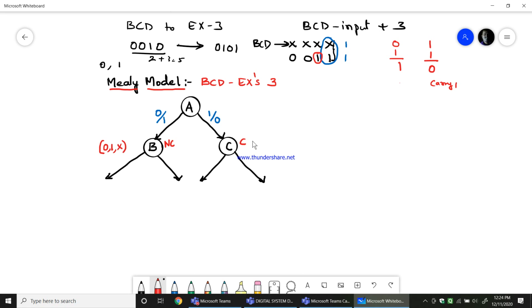Now coming to this, the carry which I got from A to C is 1. The next bit which I am going to add that with is 1, and the input is x. Why x is, this is x.